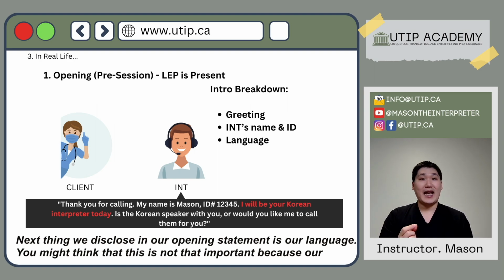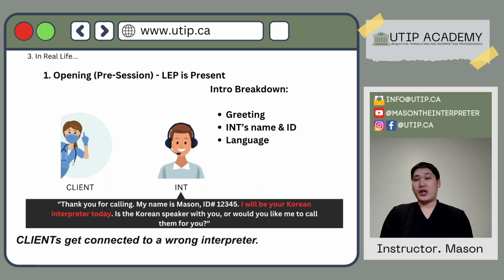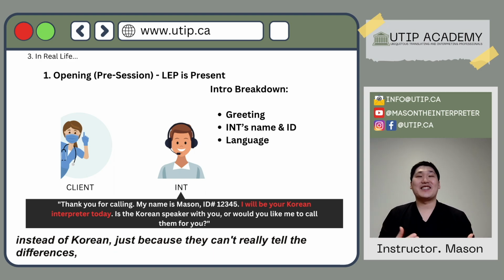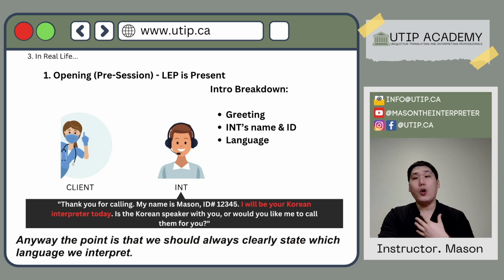You might think that this is not that important because our client is the one who requested a specific language interpreter, but it is surprisingly common that clients get connected to the wrong interpreter. For instance, I cannot count how many times I had clients who needed a Korean interpreter or a Haitian Creole interpreter instead of Korean, just because they can't really tell the difference, and the names of the languages kind of sound similar, I guess. Anyway, the point is that we should always clearly state which language we interpret.